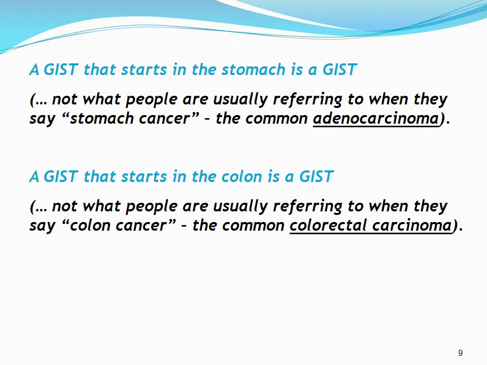So it's very important, I want to make this an important take-home message from the talk, that all GISTs are GISTs. It's the kind of cell in which they arise, the ICC cell, that defines a GIST, not the anatomical location. So if a GIST begins in the wall of the stomach, it's still a GIST. It's not a stomach cancer as people usually refer to it. When people say stomach cancer, they're usually referring to the common carcinoma that arises in the stomach, the adenocarcinoma. If it just starts in the colon, it's a GIST. It's not colon cancer. When people say colon cancer, they're usually referring to a colorectal carcinoma, a far more common disease. So a GIST is a GIST regardless of the organ where it arises.